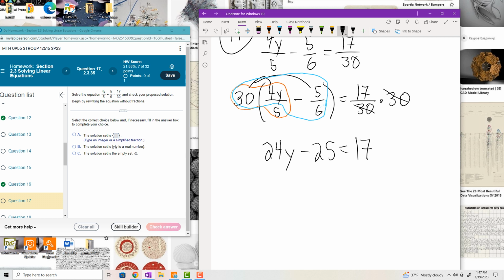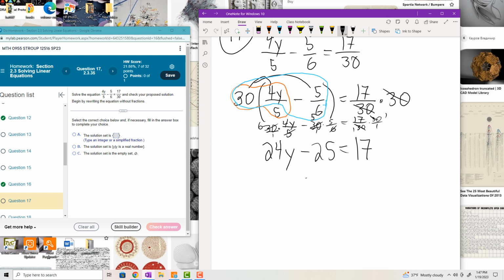Okay. If you don't like to think too much with your brain, you can kind of write it all out and do the same operations. So this would be 30 times 4 over 5 minus 30 times 5 over 6. Here I have 17 over 30 times 30 over 1. So 30 over 30 is the same as 1 over 1. So you get 17 times 1 over 1 times 1 is 17. And then on the left, you can kind of put the 30s over 1 and do that game again. So 30 over 5 is 6, and then 6 times 4 is 24. And the second one, 30 over 6 is 5, and then 5 times 5 is 25.